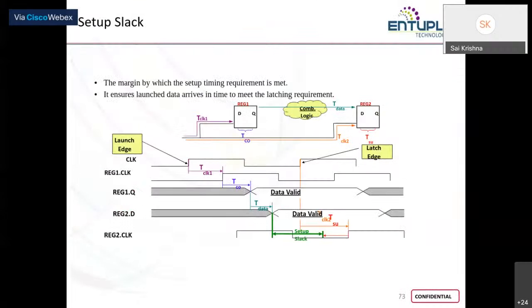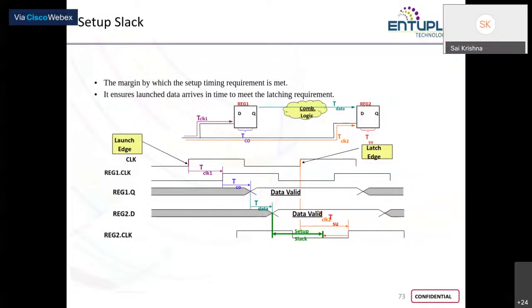So setup slack is required time minus arrival time. That is, the point of time or the limit where your data can arrive on or before, minus the point of time where your data actually arrives. So if your data is arriving within the limit, you will have a positive value. If not, you will have a negative value. If it is exactly coinciding, the slack is 0.